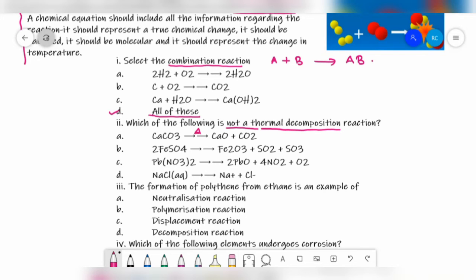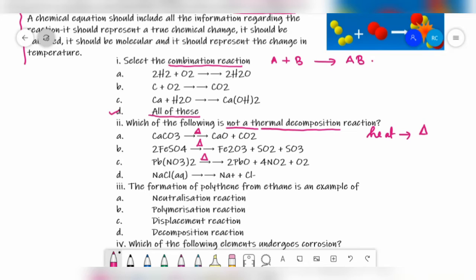This triangle represents heat. Usually in a chemical reaction we put a small triangle for heat. This is called a delta. So we will represent it by a small triangle. So calcium carbonate, this is thermal decomposition. FeSO4 is also thermal decomposition. Lead nitrate is also thermal decomposition.